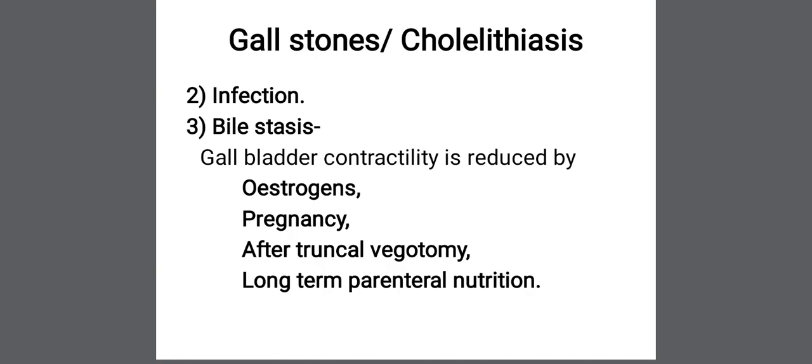The gallbladder contractility will decrease by estrogen, in pregnancy, and after truncal vagotomy, and therefore there will be an increase in the incidence of gallstones. When there is a decrease in gallbladder contractility, like by estrogen, or in pregnancy, or after the truncal vagotomy, there will be stasis of bile, that is stagnation of bile in the gallbladder, and that will lead to stone formation.